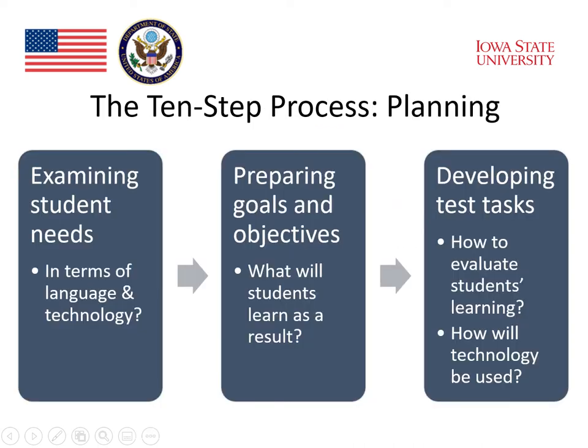The first three steps are what I would call planning. This is where teachers look at the students' needs. What are the students' needs with respect to both language and technology use? In our analysis, we need to think about the fact that a lot of language is used through technology today. And so we need to consider language and technology needs for students' communication. For the second step, preparing the goals and objectives, we need to ask this question. What language and technology skills will students learn as a result of the unit? So that's the basic goal setting.